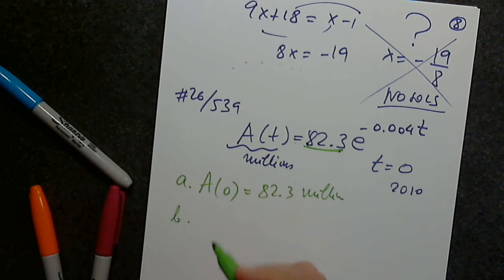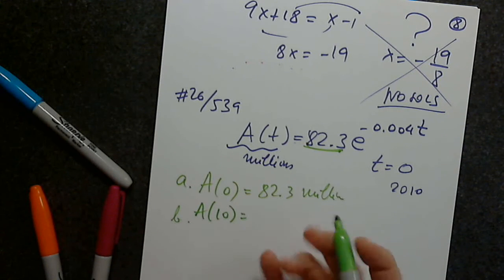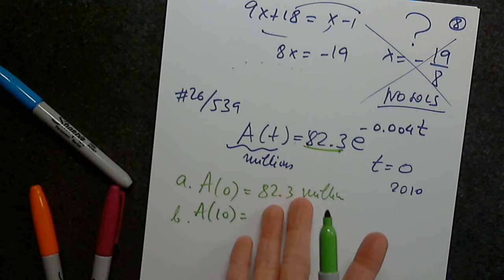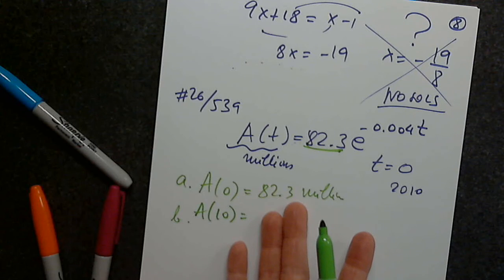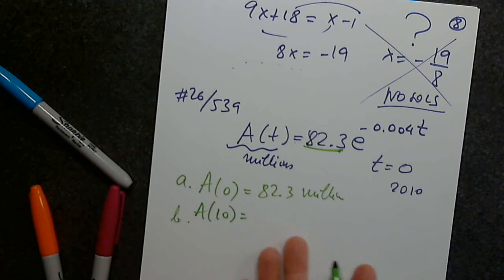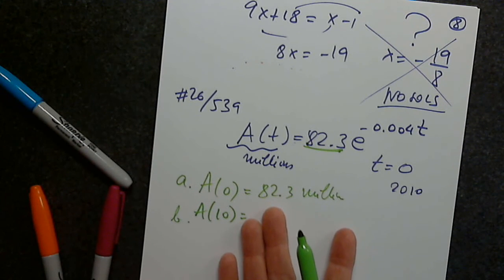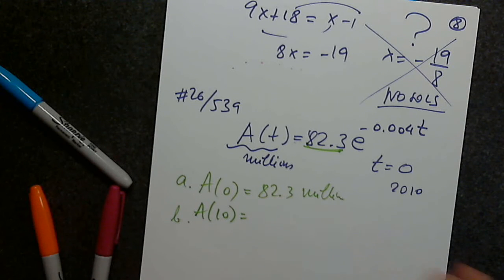Part B. Is the population of Germany increasing or decreasing? Let's say I have no idea, I'm going to determine what happens 10 years later. If it's a number bigger than 82, what should I say about the function? Increasing. If I get A of 10 to be 49, what will you say? Decreasing. So let's plug in 10.